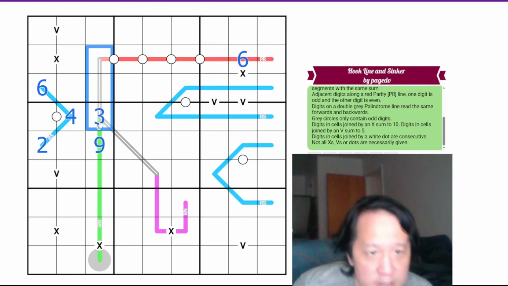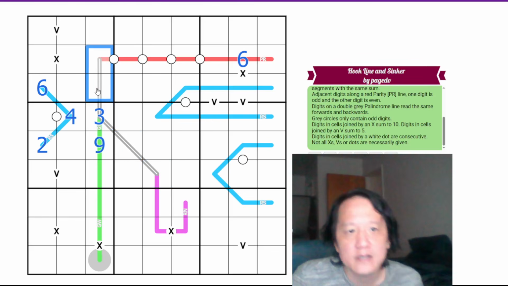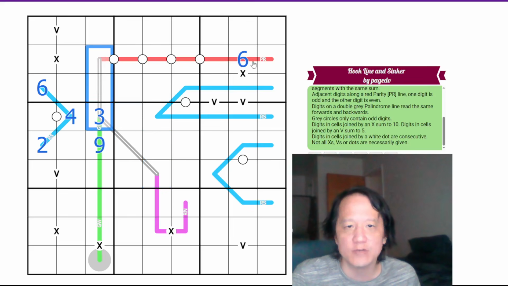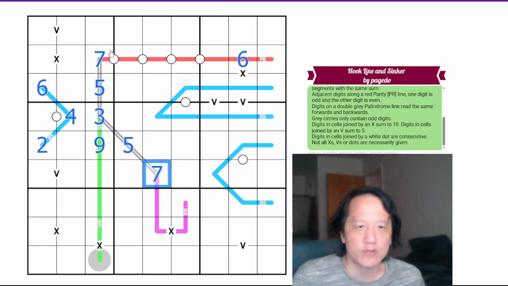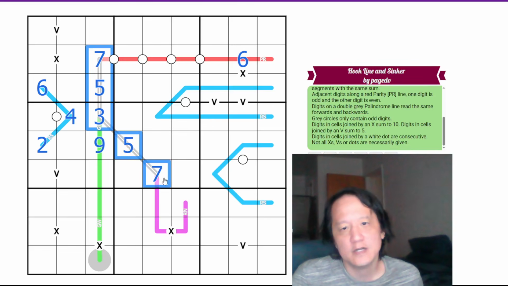It's a palindrome. So the line is the palindrome. The rod is the parity line, and the gray palindrome line is the line itself. Digits on a double gray palindrome line read the same forwards and backwards. So, for example, we could have something like 7, 5, 3, 5, 7, and that reads the same way in one direction as it does the other direction. So that's an example of how palindrome lines work.